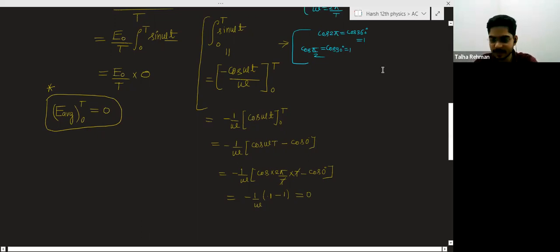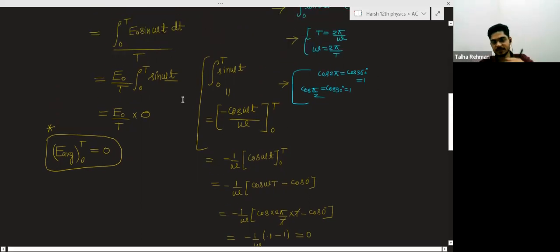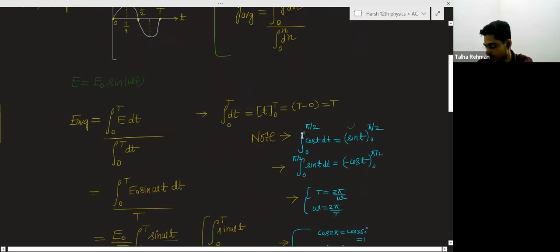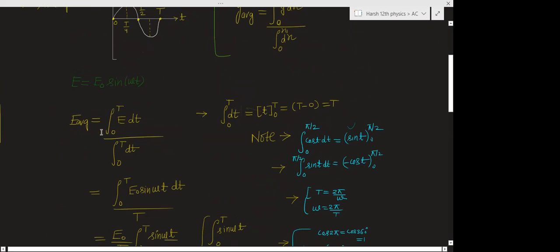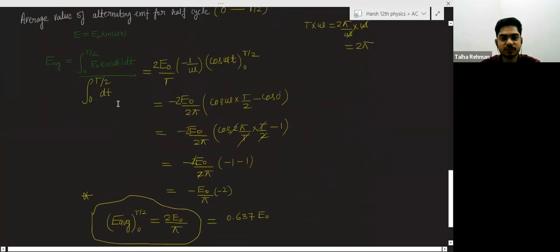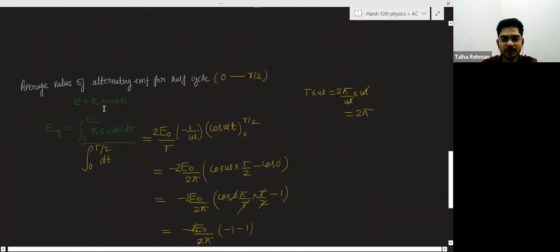So this derivation is basically the same simple derivation, but what you have to do now here, earlier you have done the limit from 0 to t. So there you will apply the limit 0 to t by 2 only. This will be changed.